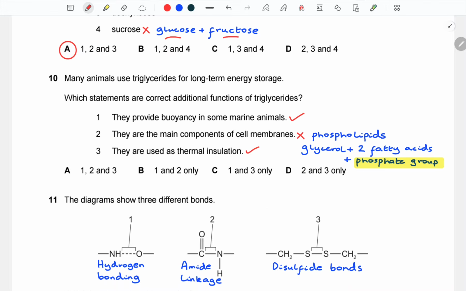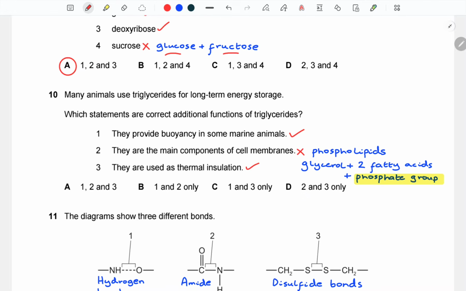10. Many animals use triglycerides for long-term energy storage. Which statements are correct? Additional functions of triglycerides: they provide buoyancy in submarine animals. That is correct. They are the main components of cell membranes. That is wrong, because triglycerides only contain 1 glycerol and 3 fatty acids. However, the main components of cell membranes are phospholipids, which contain a glycerol and 2 fatty acids and a phosphate group. Hence this one is wrong.